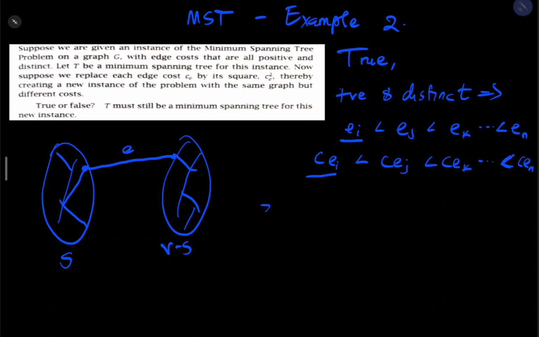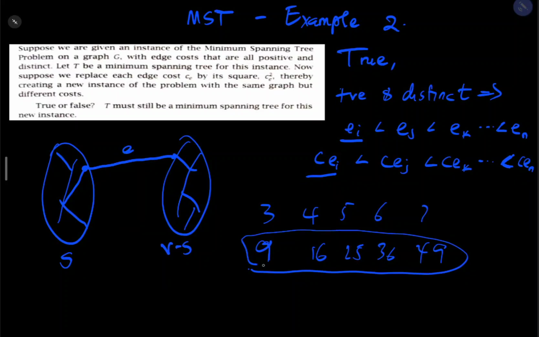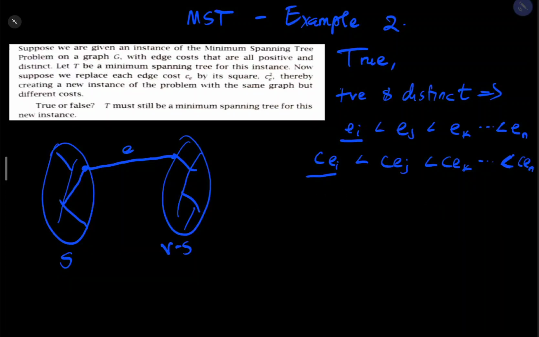For example, if you have a set of numbers 3, 4, 5, 6, 7, and you square this, 3 squared is 9, then you have 16, 25, 36, 49, all that. When you square them, the cheapest square is the square of the cheapest number, or the smallest number. So that's the same logic for solving this question. When you square, we are going to have C(E_I) squared less than C(E_J) squared less than C(E_K) squared, all the way to C(E_N) squared. We'll still have all this cost in the same order.